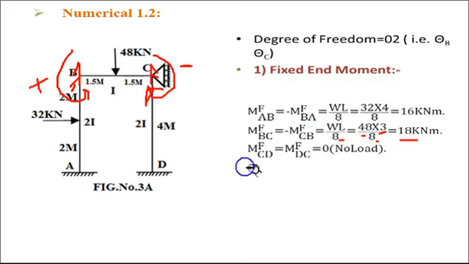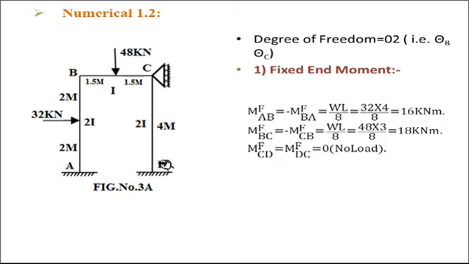Okay, now next one, vertical member, that is CD column. Now CD column does not have any load, so fixed end moment will be 0.